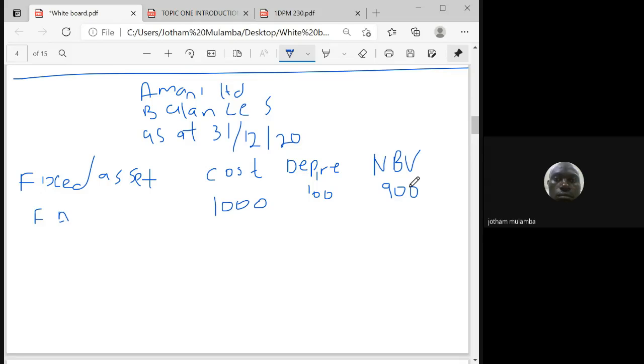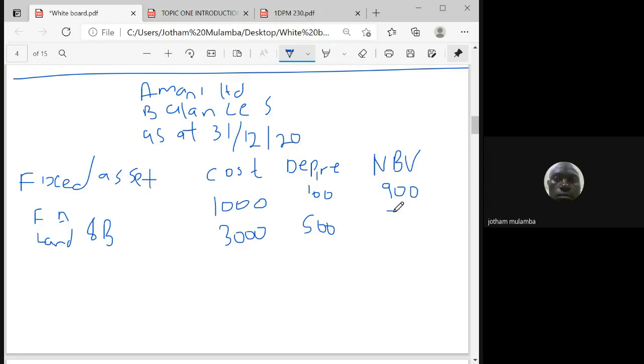Now, in the event you have such a scenario, you still record in this perspective. Let's say we have land and building. So if it was 3 million, or 3,000, let's use thousands, and the value has increased by 500,000, so it's now valued at 3.5, you'll still record here that 500,000.